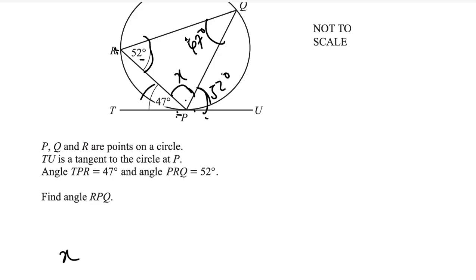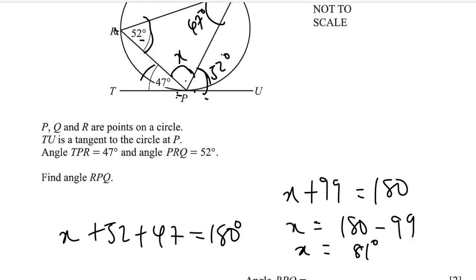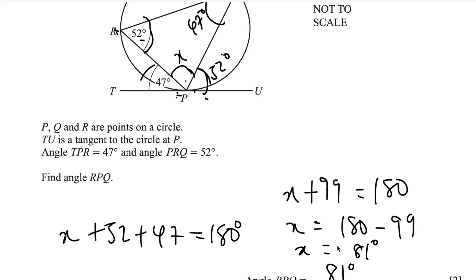This is a triangle, right? So the sum of angles in the triangle equals 180, right? That's X plus 52 plus 47 is equal to 180. And then 52 plus 47 is 99, so X plus 99 equals 180. Then X is equal to 180 negative 99. And 180 negative 99 is 81 degrees. So that tells us that RPQ is 81 degrees.